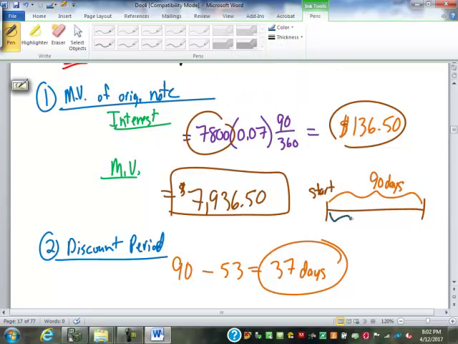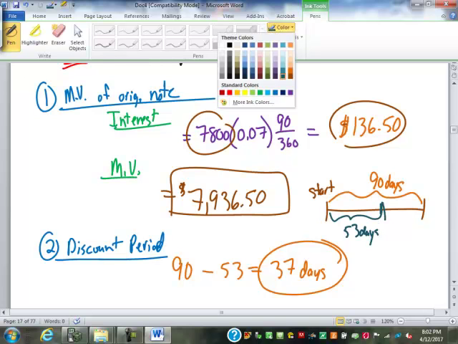I'm going to finish this graphic just for the heck of it. So then at 53 days, that's when it was sold or sent to the bank.